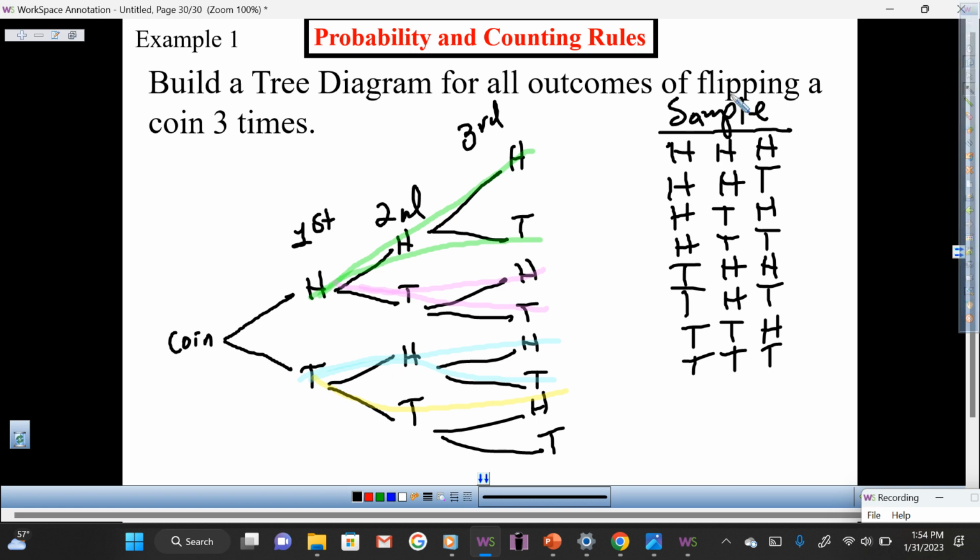So many samples. How comfortable are you with building a tree diagram? Yeah, just be careful. Keep organized. If you want to use color so you can keep organized when you get all the samples. Because right now it's going to get pretty crazy. Y'all ready for the crazy? All right, here we go.